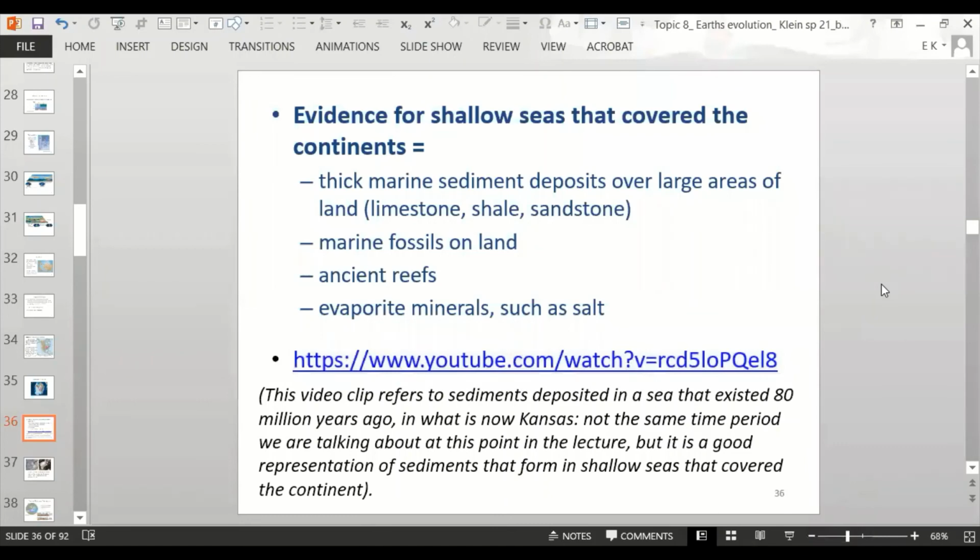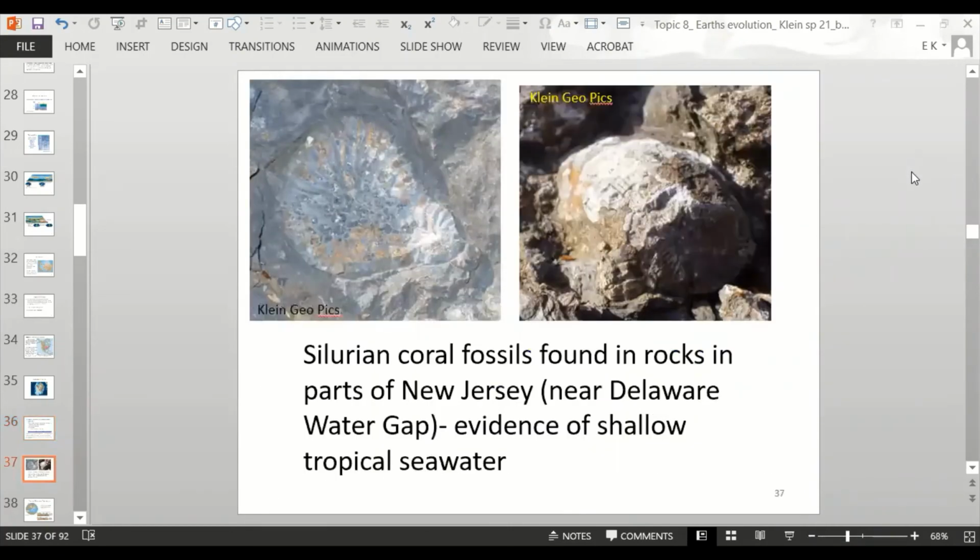Okay, so yeah, they're showing you all that chalk that formed, and that is further evidence that that part of Kansas was covered in seawater. And then here are some coral fossils in a part of New Jersey that's near the Delaware Water Gap. And these coral fossils are not near the coasts. That's not where they were found. They're in the middle of land, okay?